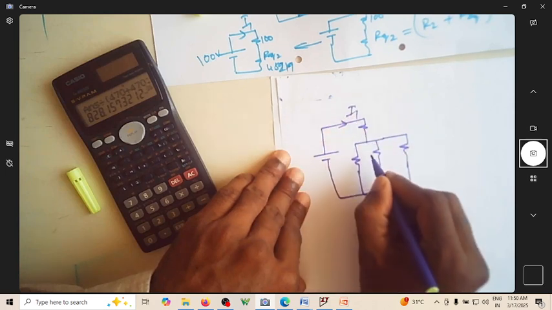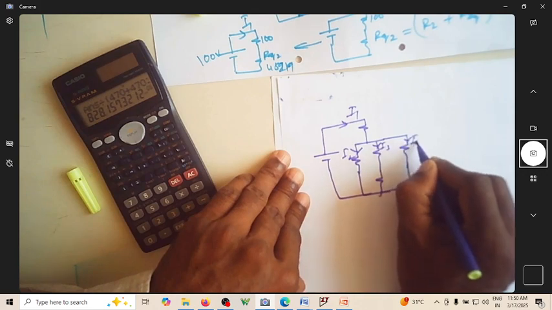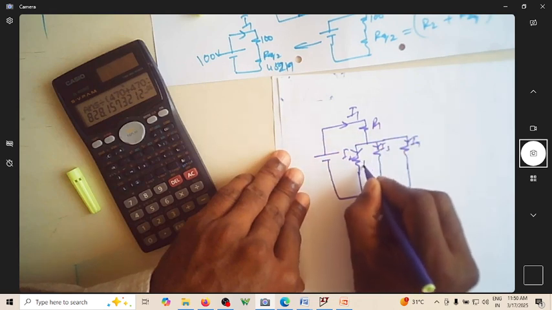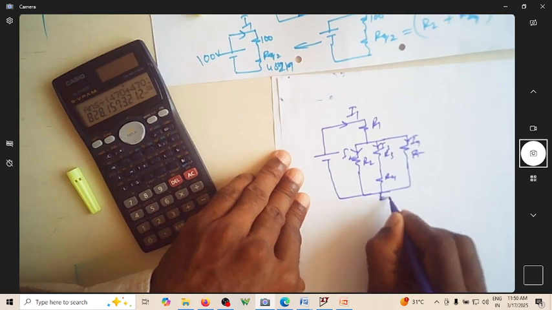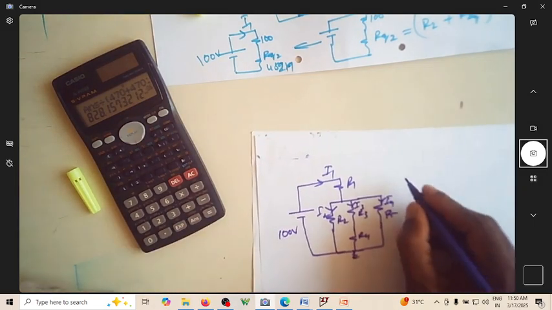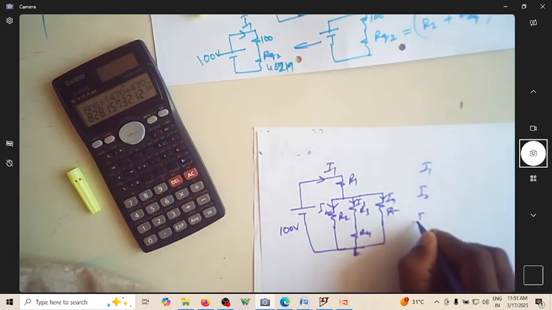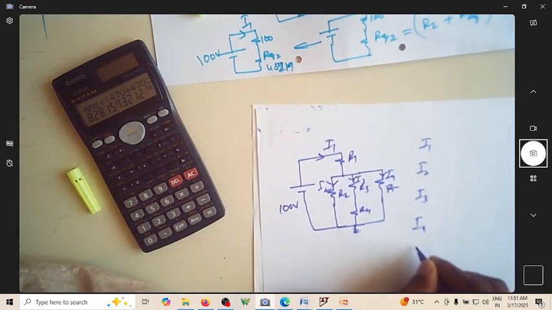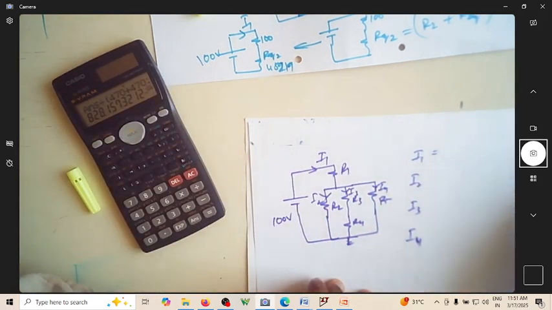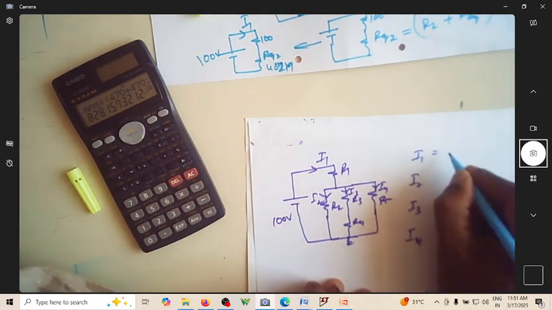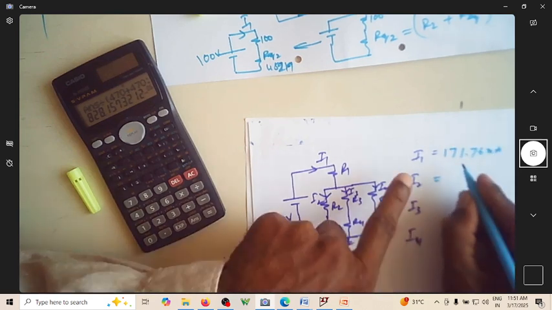This is I1, I2, I3, I4, R1, R2, R3, R4, R5, grounded, 100 volt. I1, I2, I3, I4 values are, how much is I1? It is 171.76 milliamperes. What is I2?